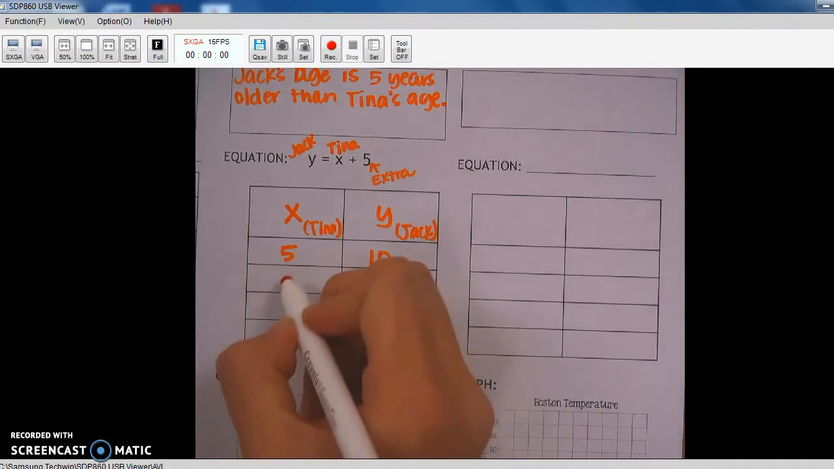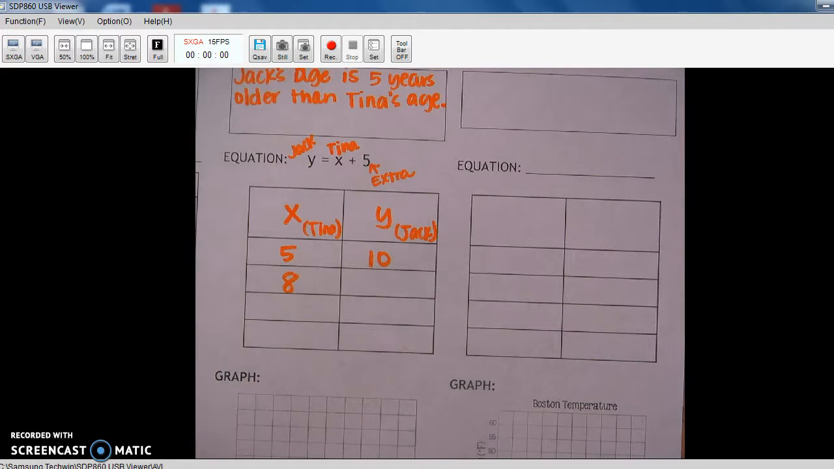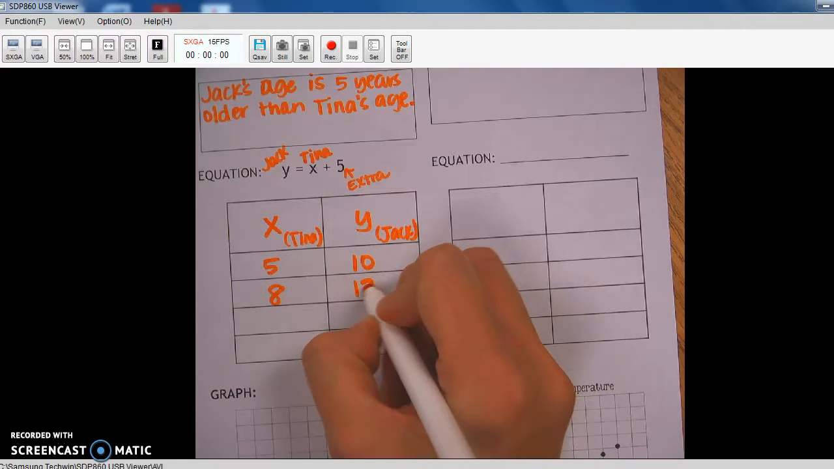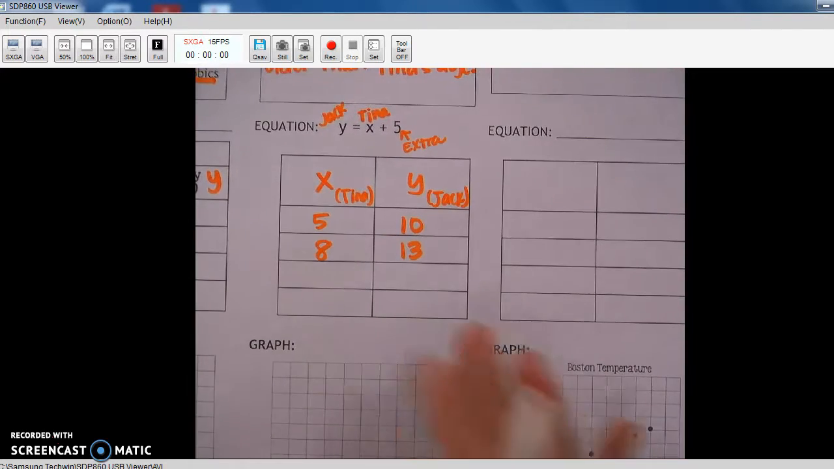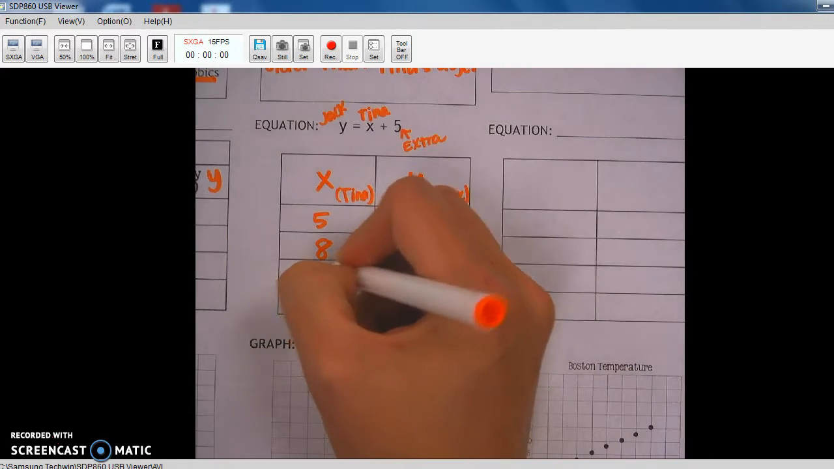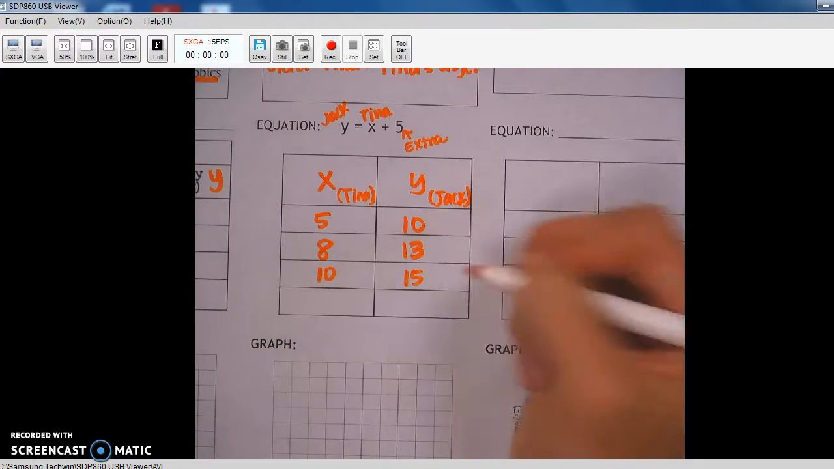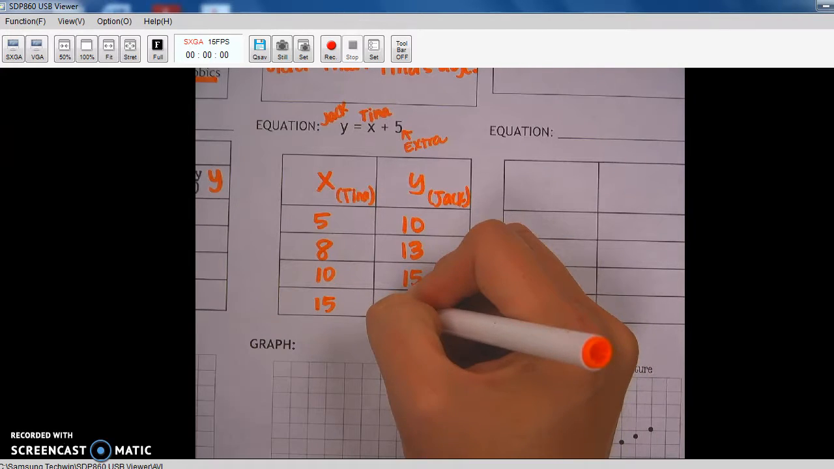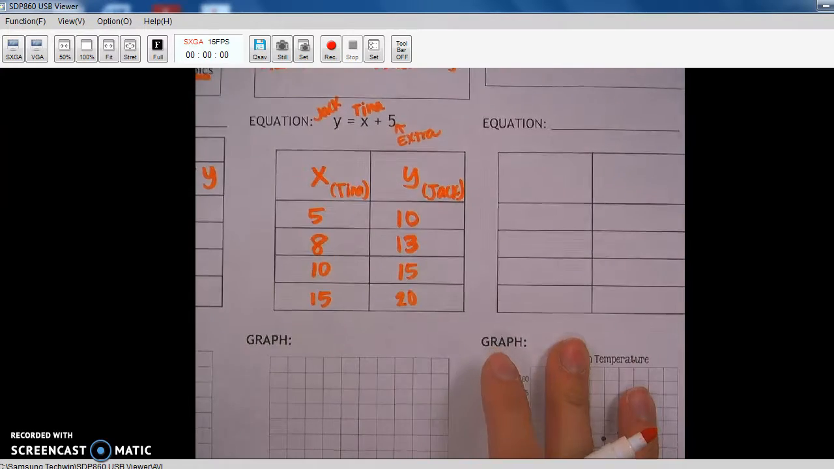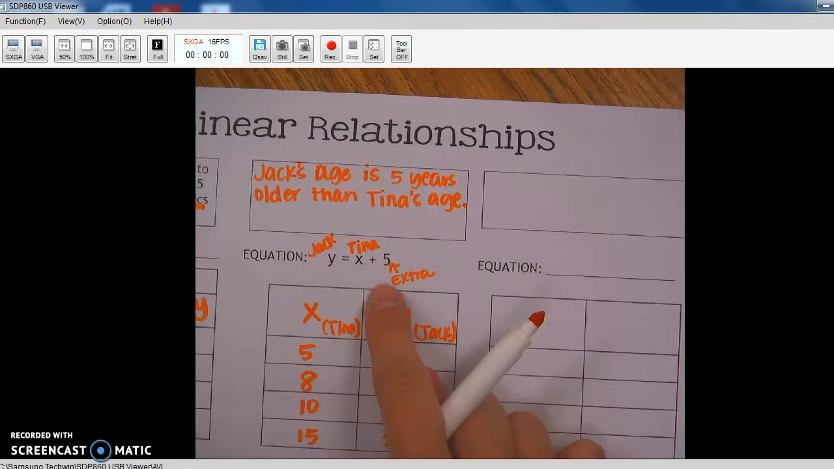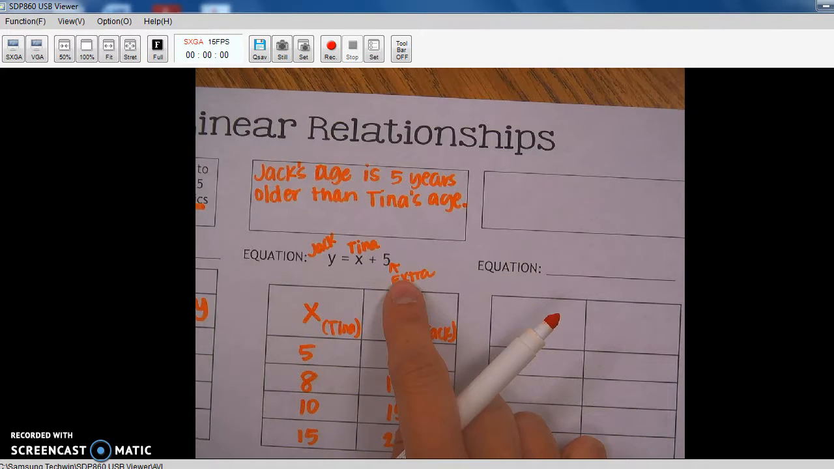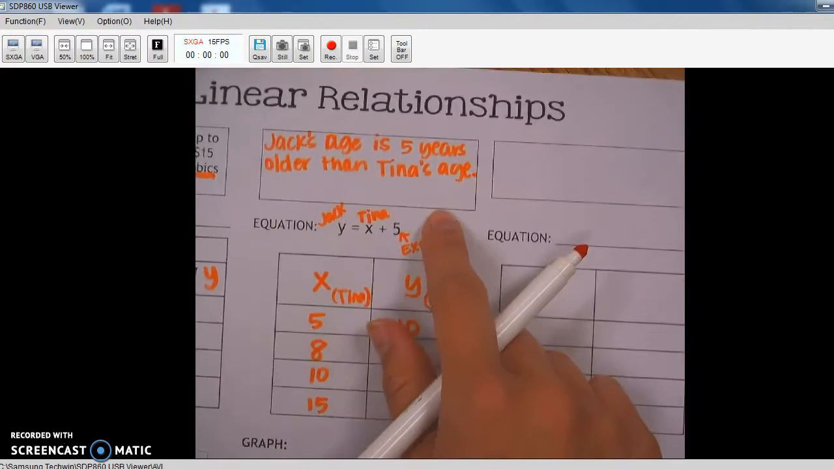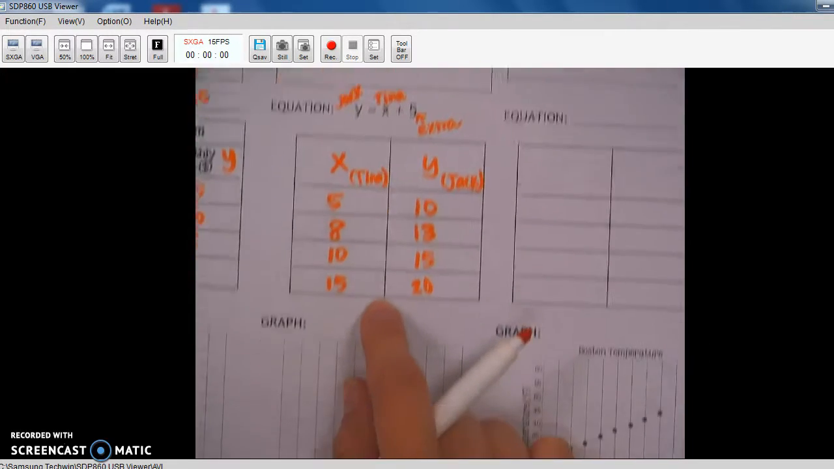Let's say Tina was 8 years old. I just need to add 5 to her age, so Jack's age is 13. If Tina is 10, Jack is 15. And if Tina is 15, Jack is 20. All right, so just from that one equation, we knew this was our extra amount, figured out what we were doing to it, then we could come up with a verbal description, and from there a table.